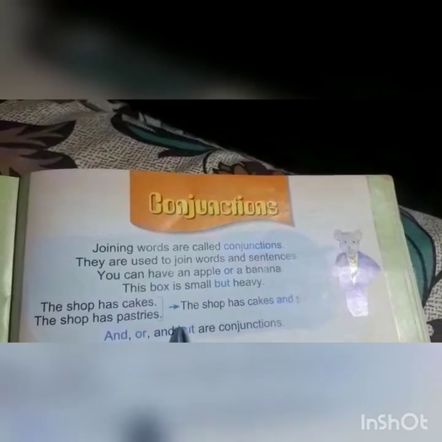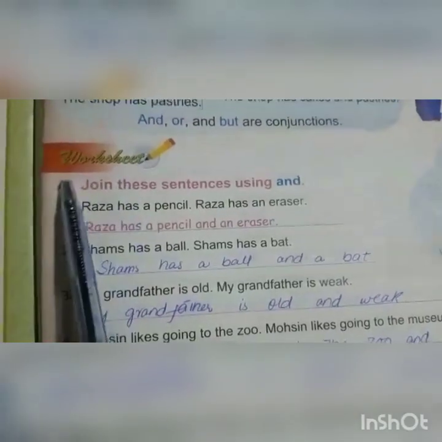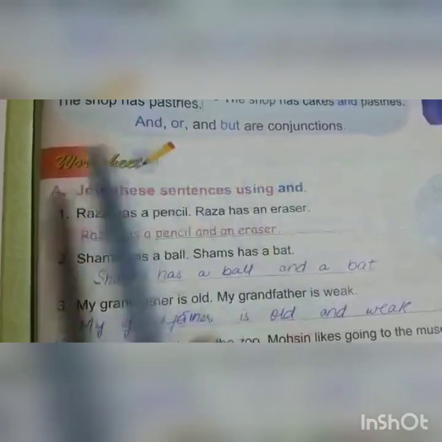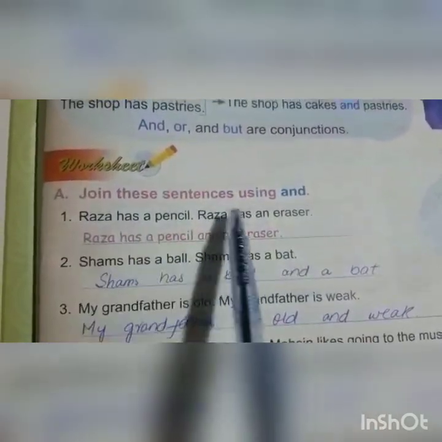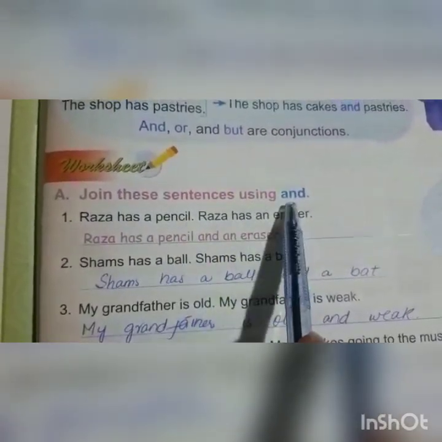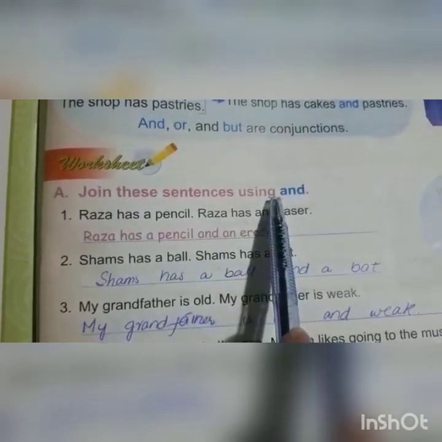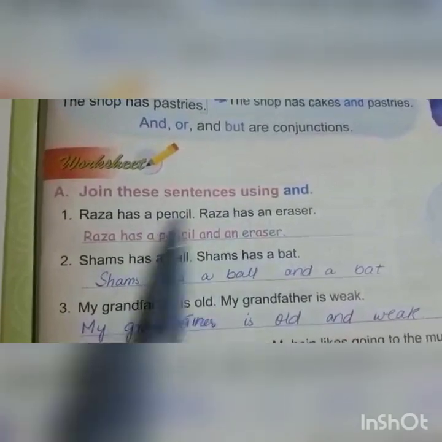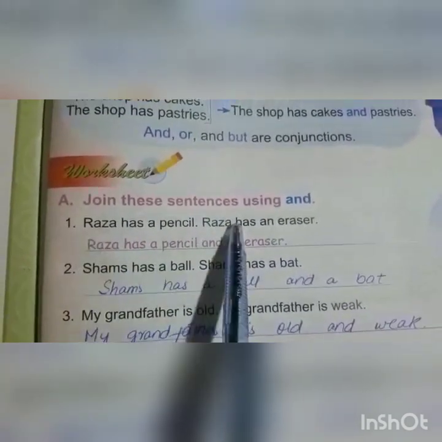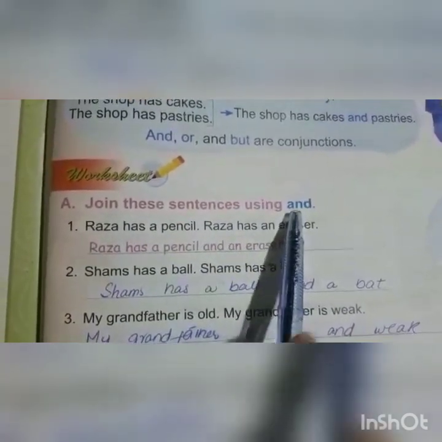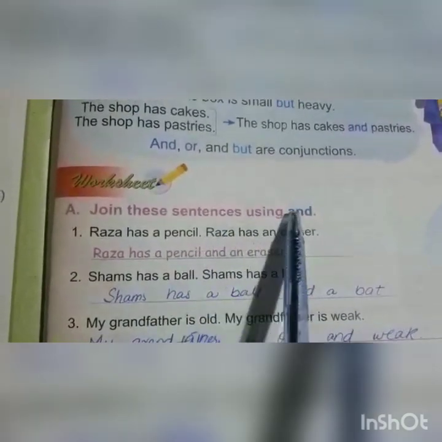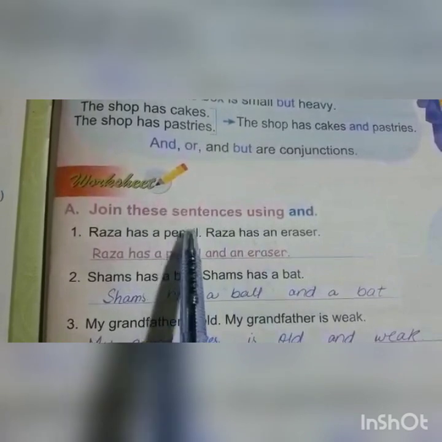We will further study about or and but. So this is exercise A. Join these sentences using and. So sentences like these can be joined together using the conjunction and. It is not necessary that we can join all the two sentences with the same subjects using and. It depends upon the condition of the sentence whether we have to use and or but.